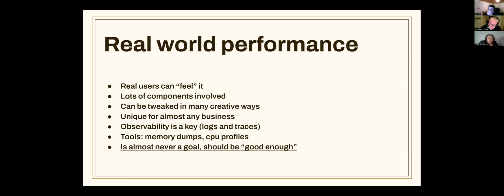And whenever you get some problems, you use tools like memory dumps and CPU profiles, where you can download them from production servers and analyze them locally. And one of the definitions of this performance is that you almost never need to have the highest performance. Performance should be just good enough for users and for the business, so all the users will be happy.